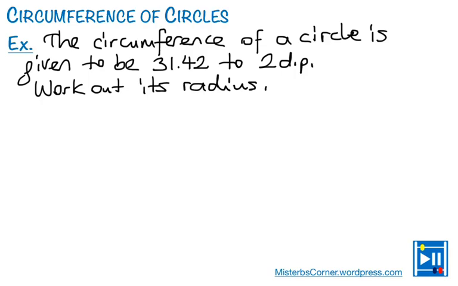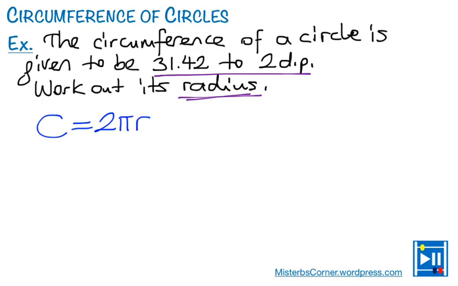Now look at this example. The circumference of a circle is given to be 31.42 to 2 decimal places. So the circumference has already been calculated. So what are they asking? They're asking for the length of the radius. So basically, we have the formula, right? C equals 2 times pi times r. This is given to be 31.42. So someone calculated the circumference of this circle. They're now asking us to find the radius.